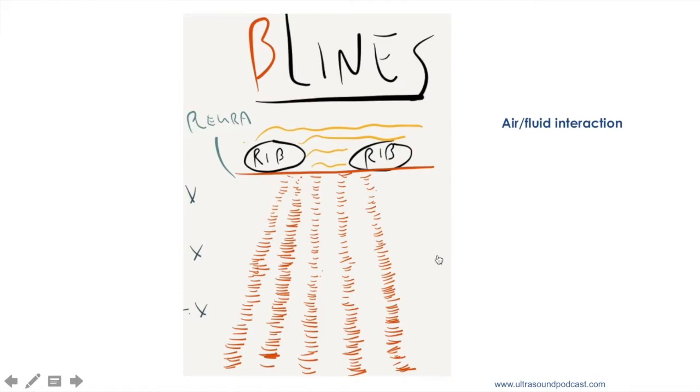Third, you need to look for B lines. B lines are hydroaeric artifacts indicating a fluid-air interface. As you can see, it is actually made of multiple small horizontal lines. I don't have time to go through the full explanation, but these very small multiple horizontal lines are called J lines.